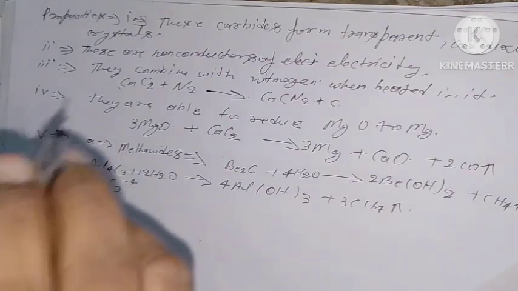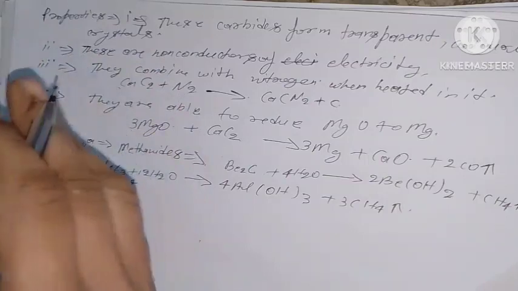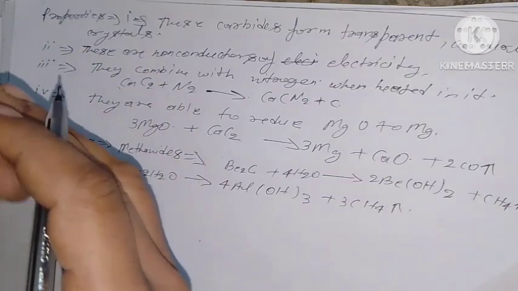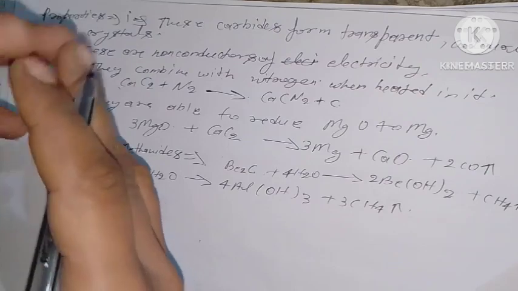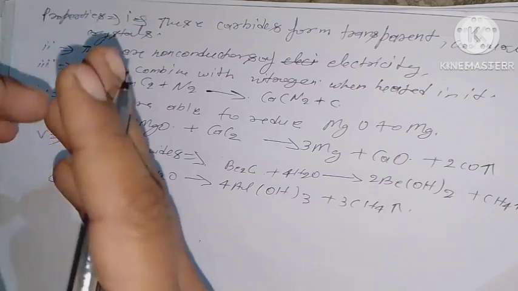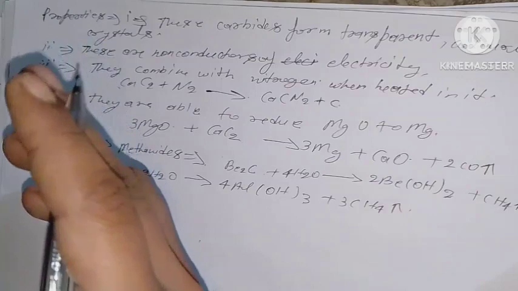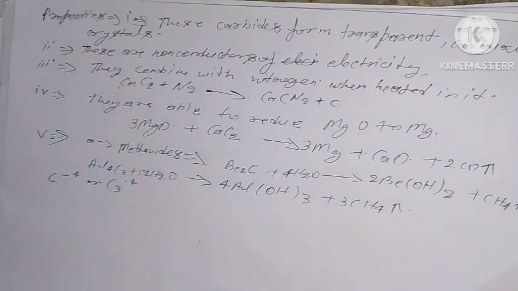The carbides of beryllium and aluminum give methane on reaction with water. Since these carbides contain C4- ions, these are called methanides.